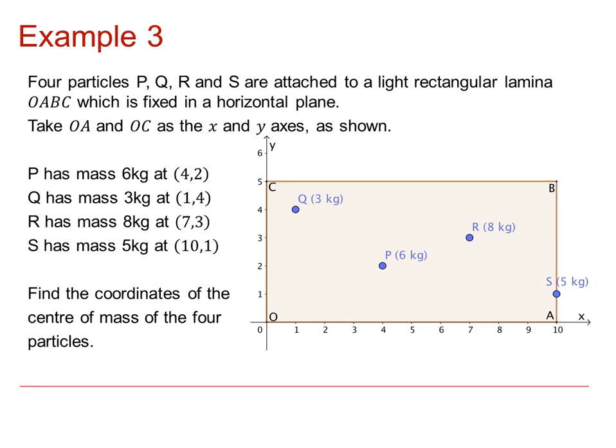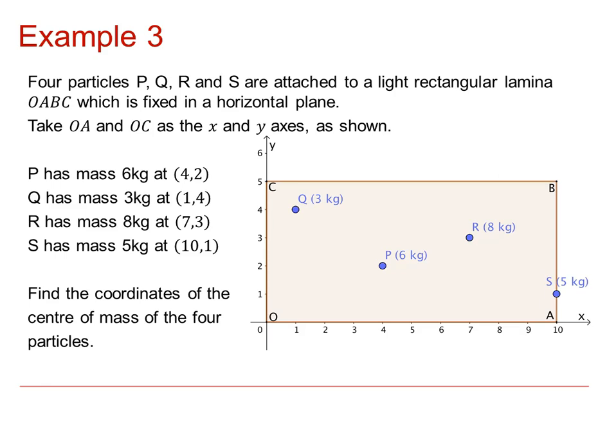So here we have a typical sort of example. This time we've got a light laminar, so by a laminar we just mean a plane object. It's light, in other words, it has no mass in this particular case, and the fact it's a laminar means it has no depth into it. So it's a modeling sort of idea that we use.